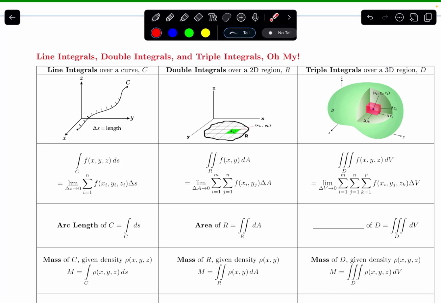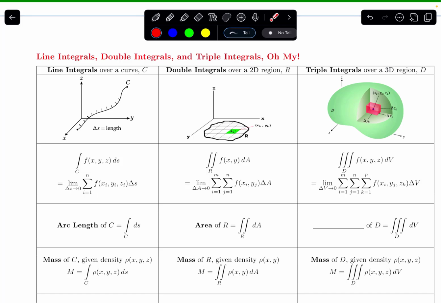In this video, we are going to discuss line integral, double integral, and triple integral applications. So with a line integral, we're integrating some function over some curve in 3D space. With a double integral, I have some function f of x comma y, and I'm integrating this over some region R in the xy plane, so it's two-dimensional. With a triple integral now, I'll have some function f of x comma y comma z, and I'm integrating it over some three-dimensional solid that I'm calling D.